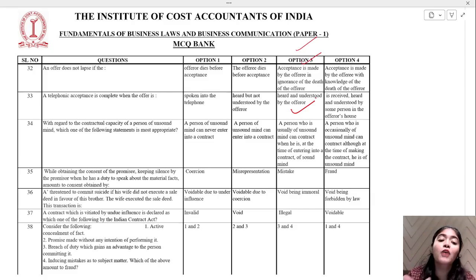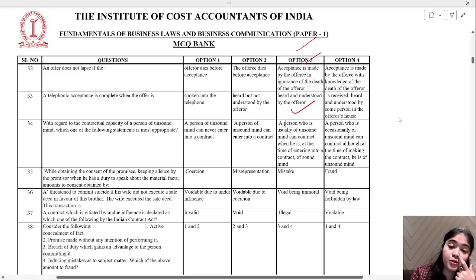With regard to the contractual capacity of a person of unsound mind, which of the following statements is most appropriate? A person of unsound mind can never enter into a contract? No, he can enter, but there are some restrictions. A person who is usually of unsound mind can contract when, at the time of entering into the contract, he is of sound mind. That is your correct option, option number 3.